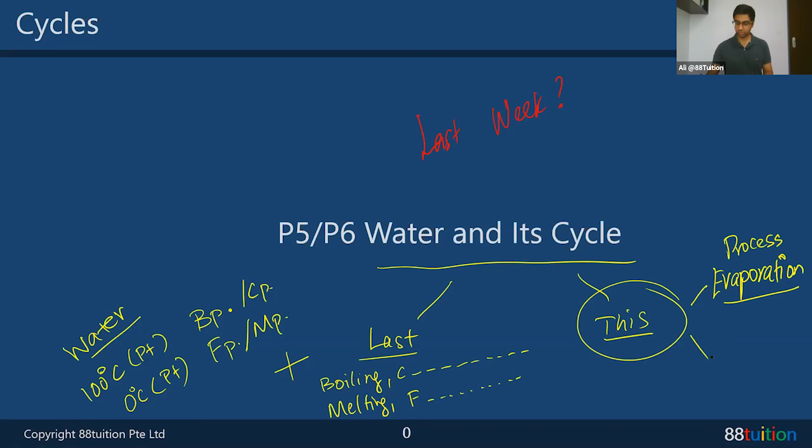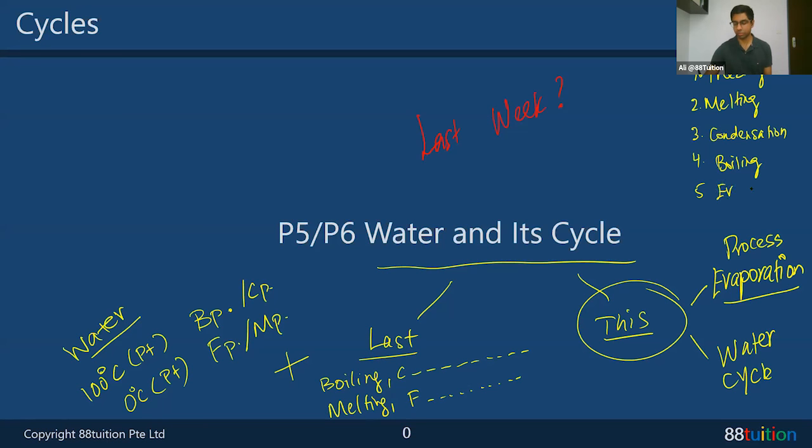What else? We're going to do the water cycle. Once we know what evaporation is, then we can move on to the water cycle. So how many processes do we know altogether? Number 1, freezing, 2, melting, number 3, condensation, 4, boiling. Now today will be the 5th one, which is evaporation.